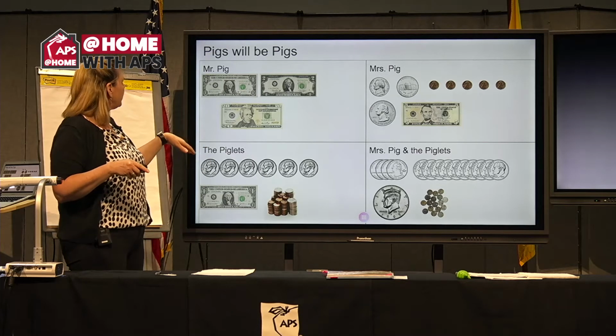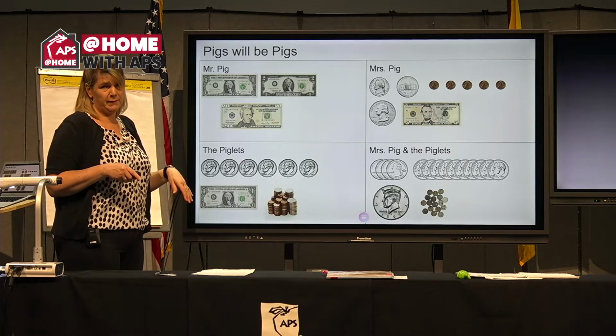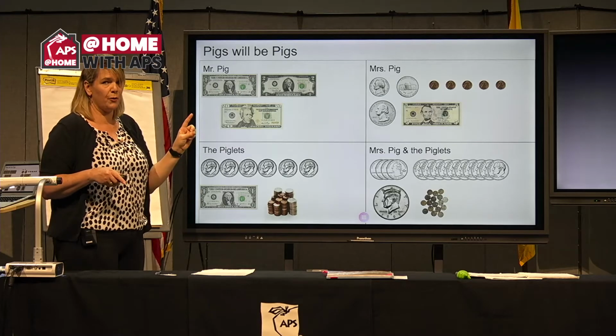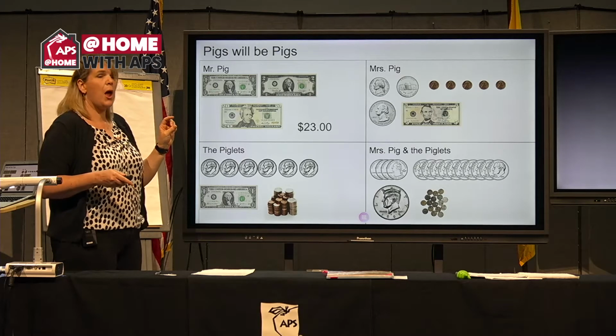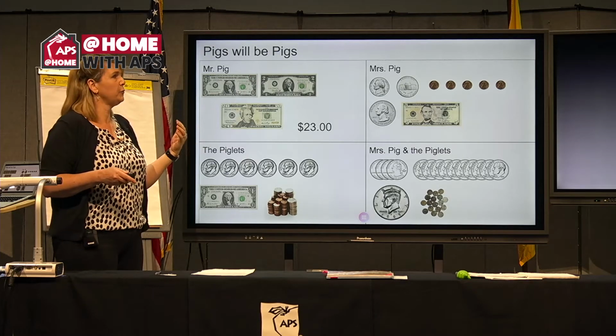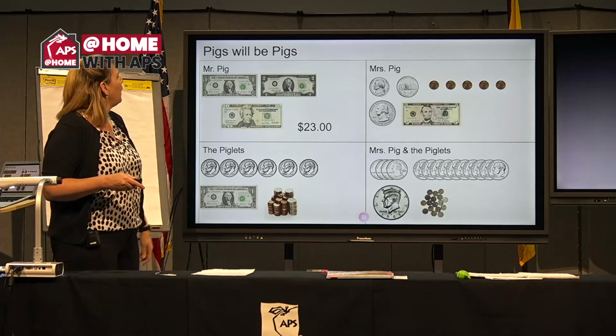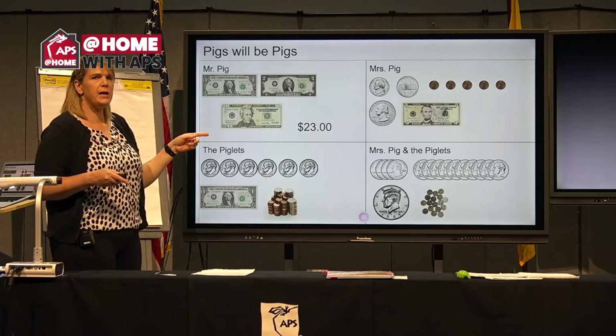All right, well, if we're looking at just trying to figure out what Mr. Pig had done, he had a $20 bill, a $2 bill, and a $1 bill. That was $23. Yeah, it's pretty easy math. We can just do those whole numbers really quickly. All right, Mrs. Pig, what did she have?